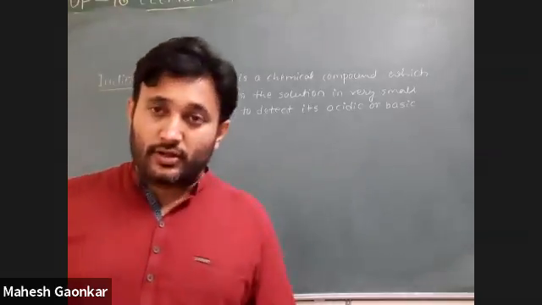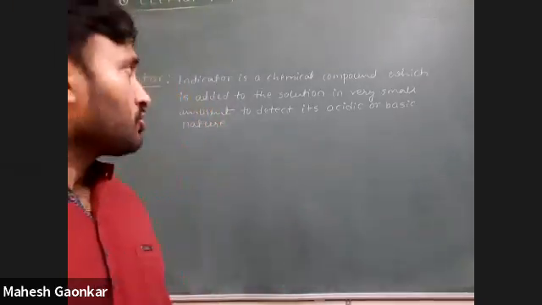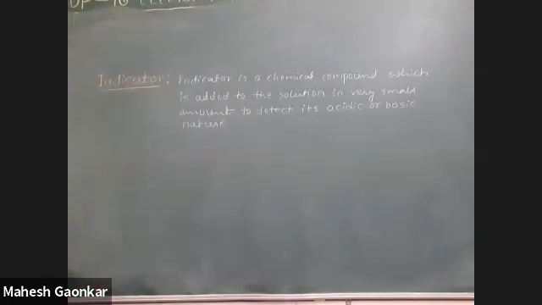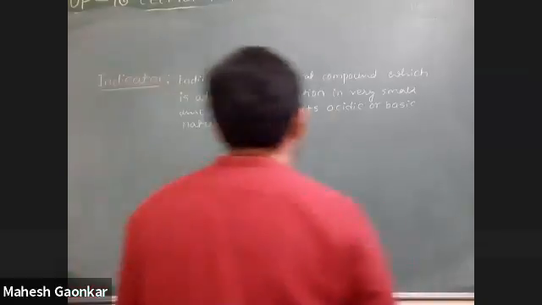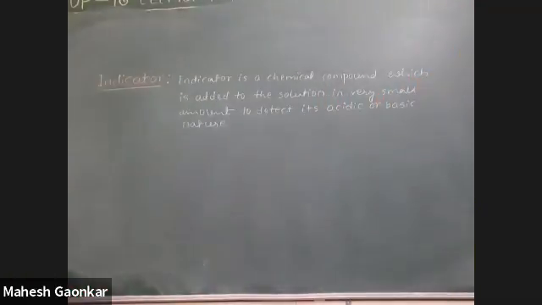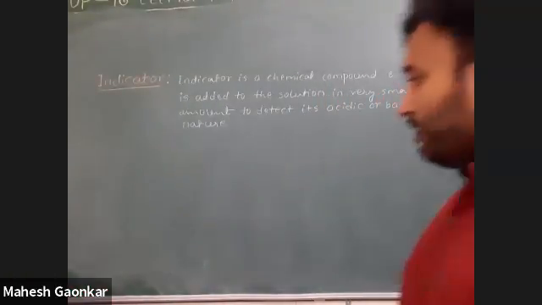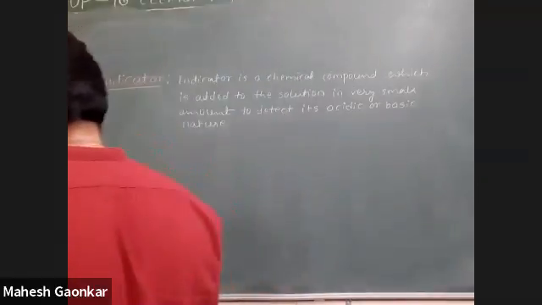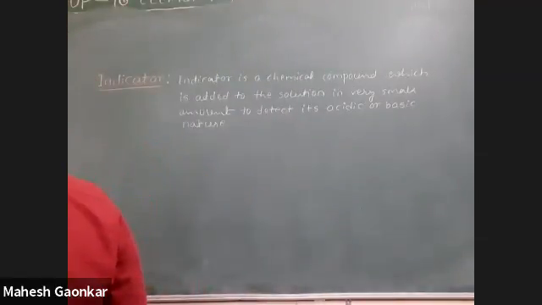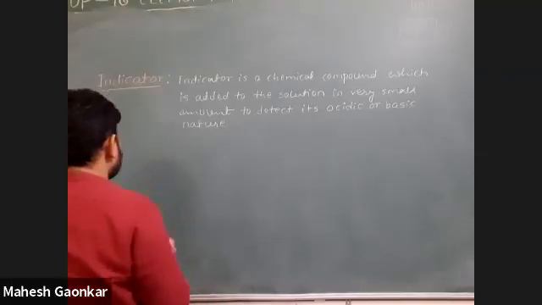So they ask to define indicator. How do you define indicator? It is a chemical compound which is added to the solution in very small amount to detect its acidic or basic nature. Among the indicators, the first one is litmus.